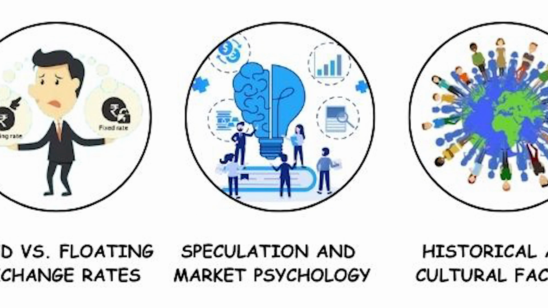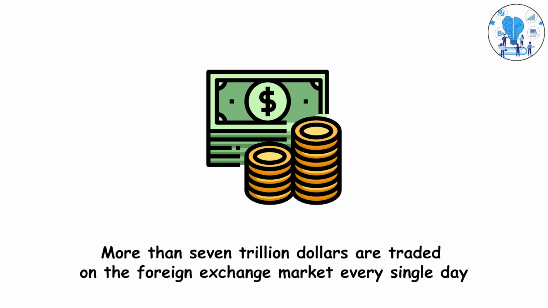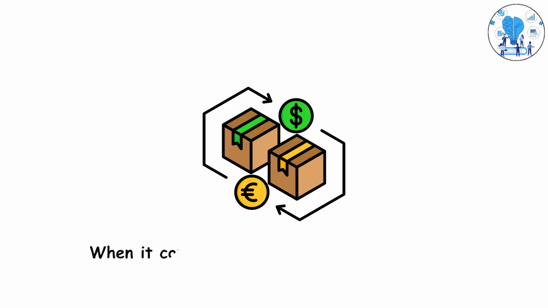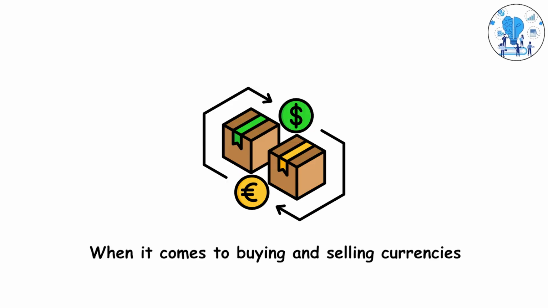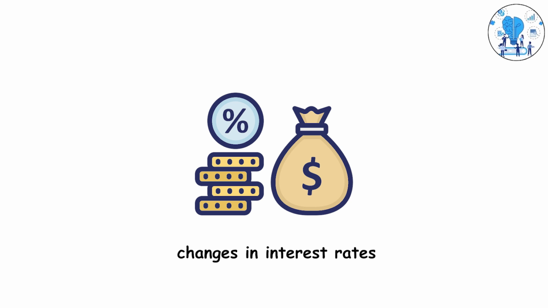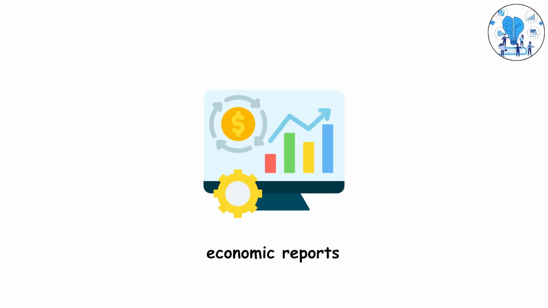Speculation and market psychology. More than $7 trillion are traded on the foreign exchange market every single day, making it the largest financial market in the entire world. When it comes to buying and selling currencies, traders and investors frequently base their decisions on their expectations regarding future events, such as changes in interest rates, elections, or economic reports.